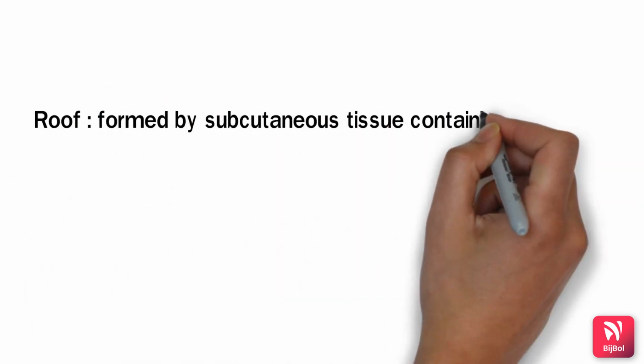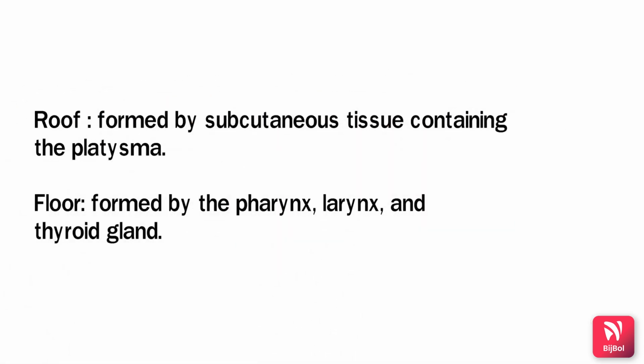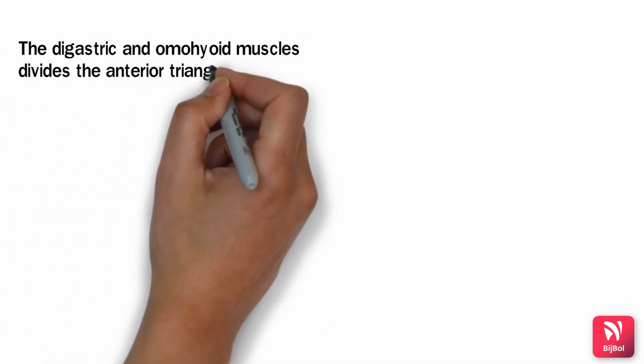The roof is formed by the subcutaneous tissue containing the platysma. The floor is formed by the pharynx, larynx and the thyroid gland. So these are the boundaries of the anterior triangle of the neck. Now after the boundaries, we will see the division of the anterior triangle. How is the anterior triangle divided?